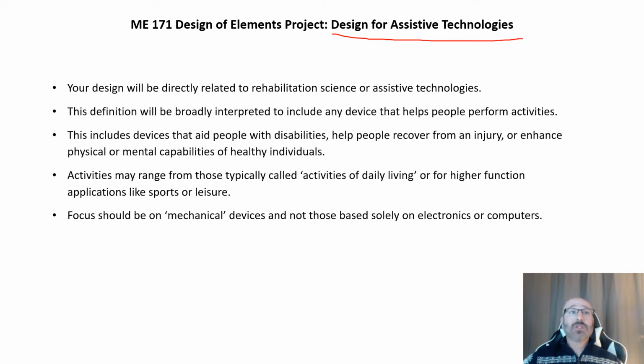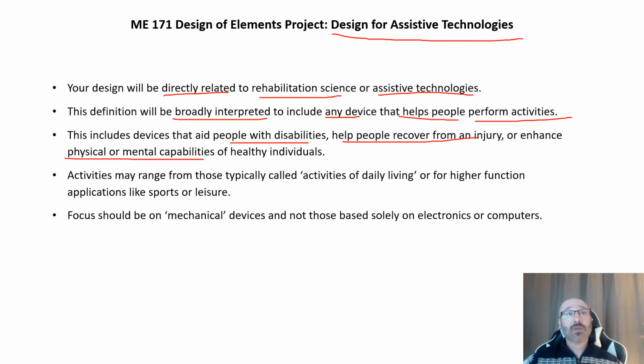So what that means is this design is going to be directly related to rehabilitation science or some type of assistive technology. So this definition will broadly be interpreted to include any device that is going to be helping people perform activities. So that's a pretty general statement and will allow for a lot of different types of projects you guys may have. So this includes devices that aid people with disabilities, help people recover from an injury, or enhance physical or mental capabilities of healthy individuals.